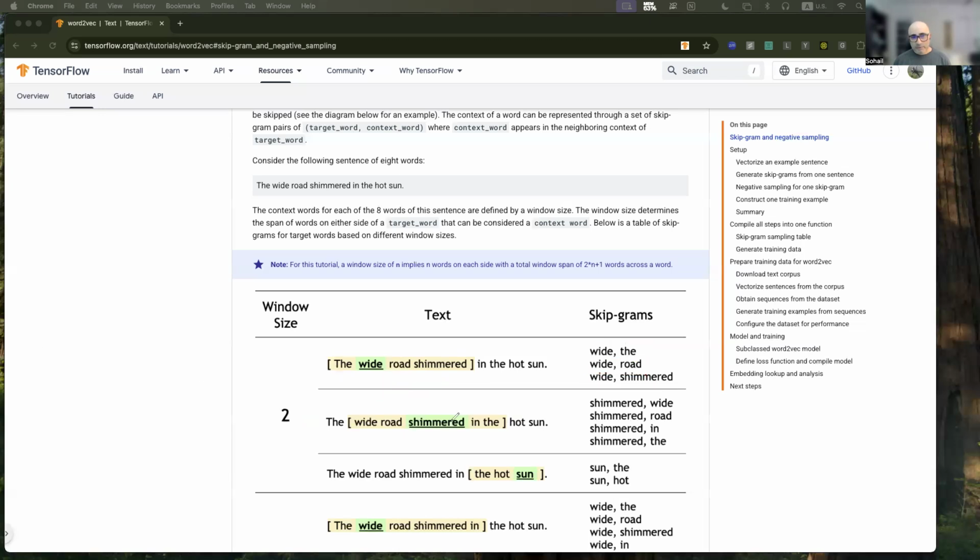This is just another example. The target word is shimmered, and the context window size is 2. So you have 2 to the left and 2 to the right. These two make one combination, and shimmered with white is another combination. You'll see that in here, and shimmered with in, and shimmered with the. So basically, these words can come together in a sentence or a corpus and so on. So that's the whole idea.